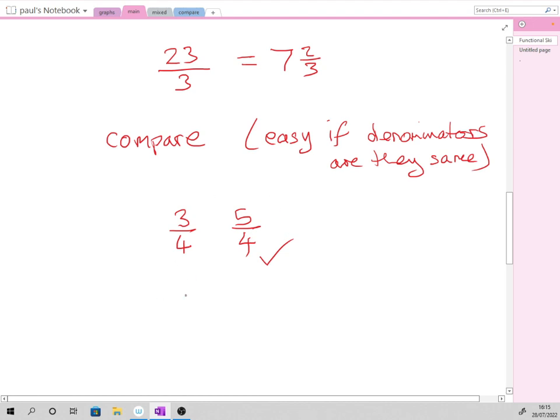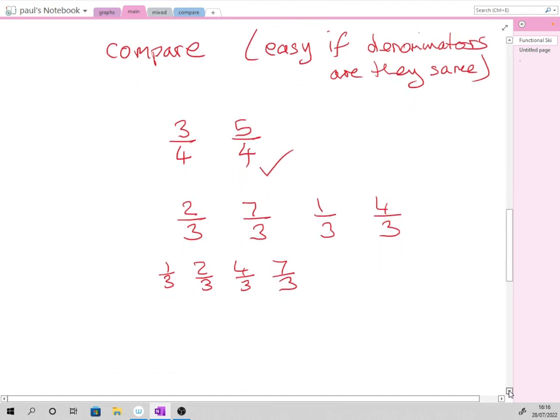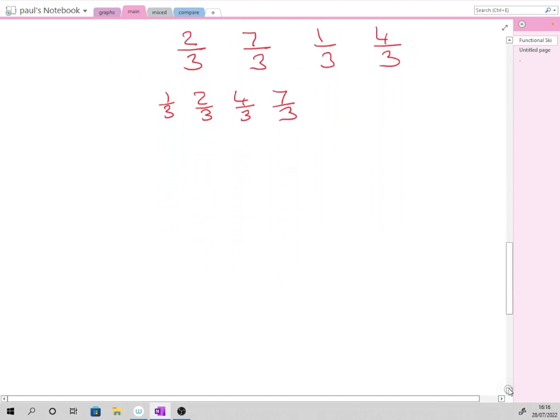If you have 2/3, 7/3, 1/3, and 4/3, and you put them in order from the smallest to the largest, all you're doing is looking at the numerators, seeing which is the smallest. So the smallest is 1/3, then 2/3, then 4/3, and then 7/3. It's as simple as that when the denominators are the same. But you should know by now it's never going to be that easy.